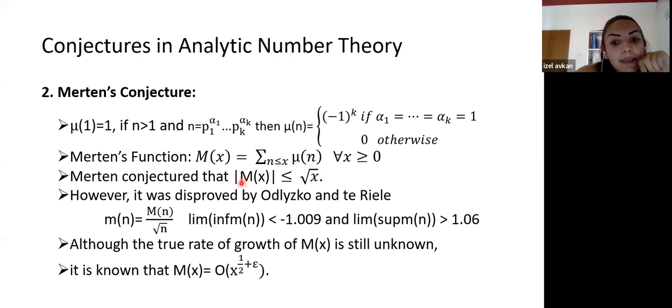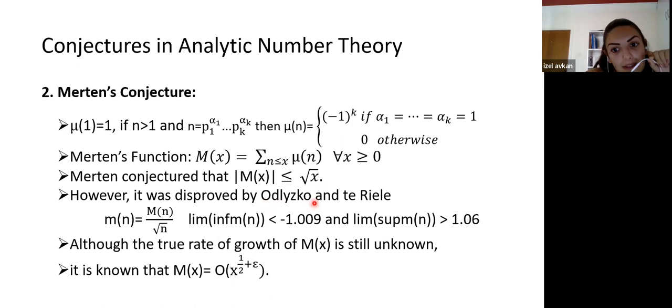He claimed that the absolute value of M of x is less than the square root of x. And actually this was the case for a very large number of x values. When we try to disprove something, it is easier to find a counterexample. However, in this case, they couldn't find an explicit counterexample. Instead, they found an interval where it lies, and it is above 10 to the 16. However, as I said, they couldn't find an explicit counterexample.